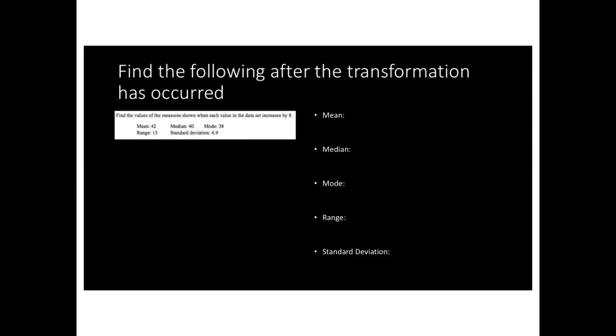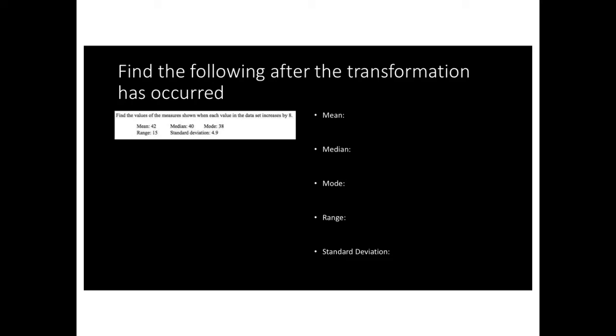I want you guys to go ahead and write down what you think is going to happen if the data set increases by 8. How do those five numbers change or stay the same if we are increasing every data point by 8? Okay, go ahead and pause the video and write down your answers. All right, let's see how you did.